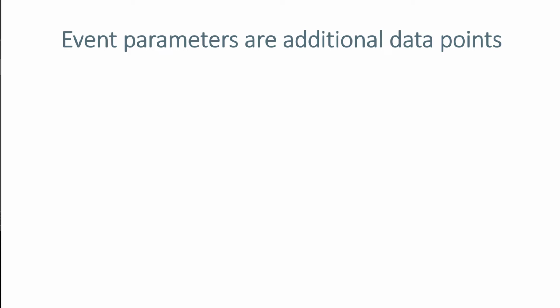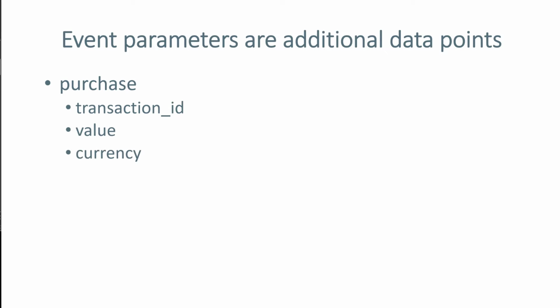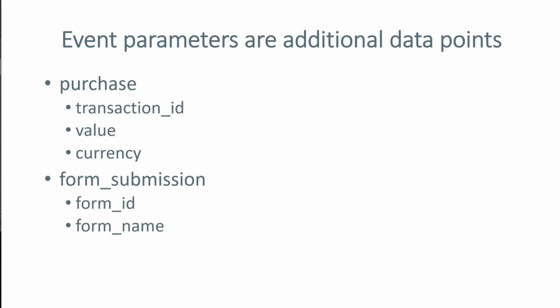But just sending the event names is not enough, because you would also like to know how much money you got from that particular purchase, what kind of form was submitted, what kind of file was downloaded. And that's where event parameters become very useful, because they give you additional context and additional data points about those events. For example, with the purchase, you could also send additional parameters such as transaction ID, value, currency, and others. When it comes to form submissions, you could send form ID, form name, and so on. So this applies to various events.